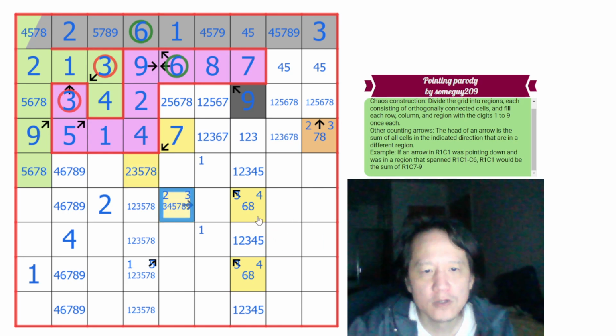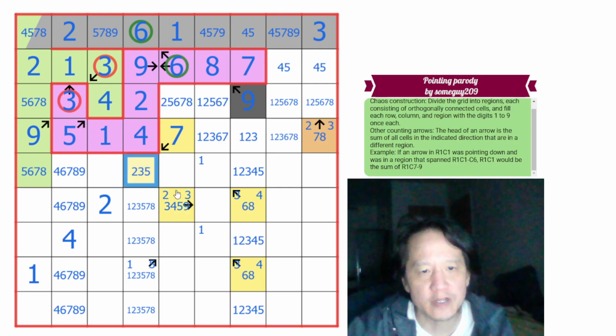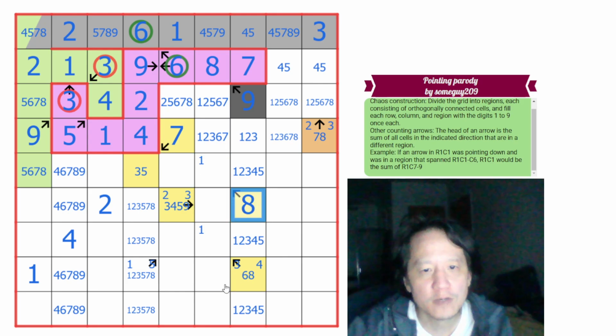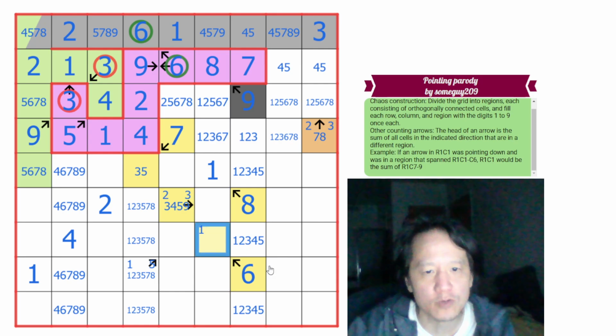This would not be 7 or 8. It could be 3, 4, 5. It could be 9. This can't be 7 or 8. This can't be 2 anymore. So this one has to be the 8, which would force this to be 6, which would mean this is also part of the yellow, which means this is not part of the yellow, and it's 1.